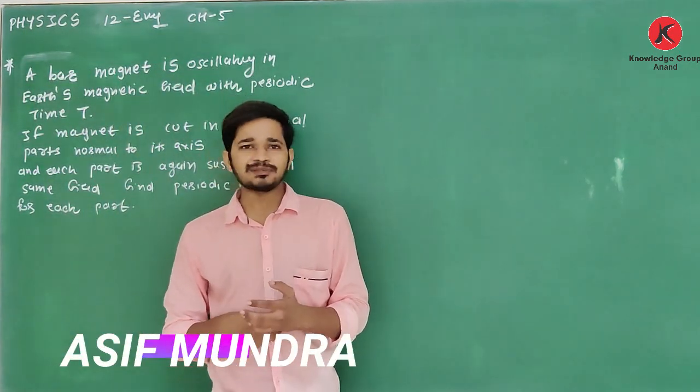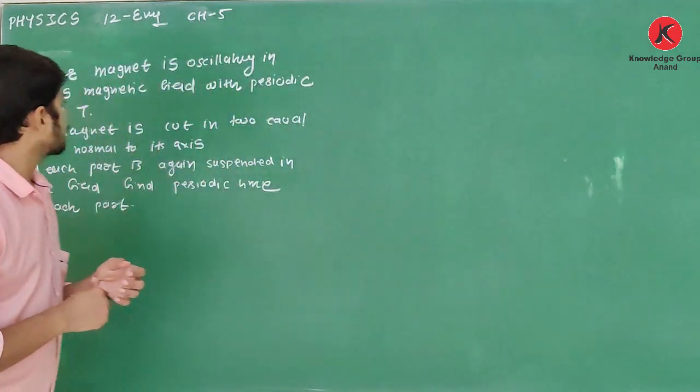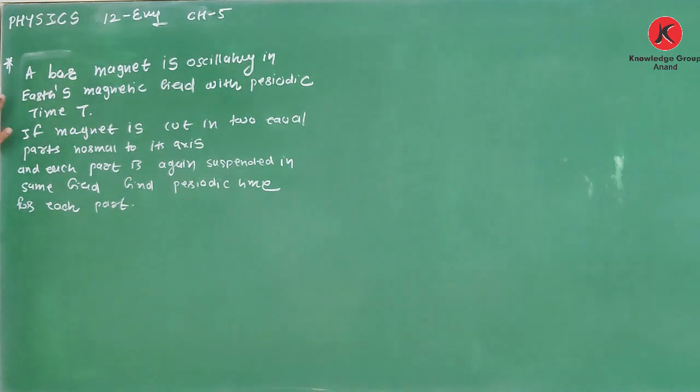We have completed the chapter, but we will see some extra questions for extra preparation. A bar magnet is oscillating in Earth's magnetic field with periodic time T. If the magnet is cut into equal parts normal to its axis and each part is again suspended in the same field, find the periodic time for each part.